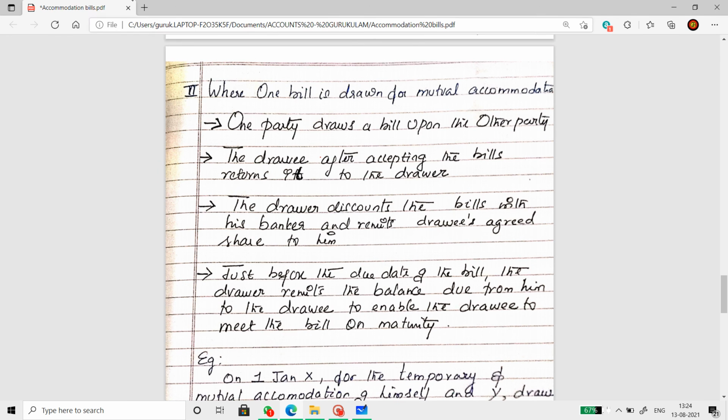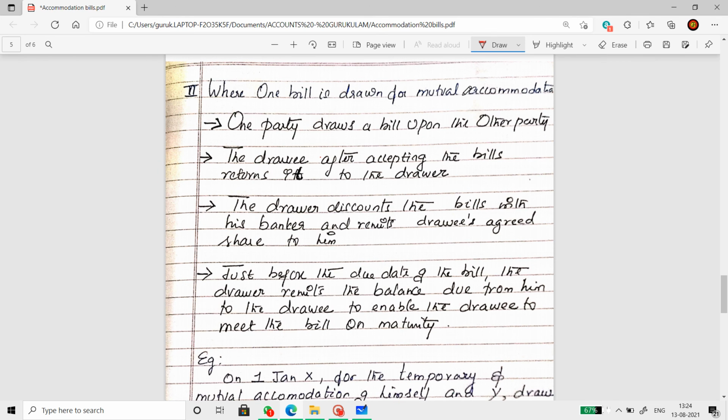Next case where one bill is drawn for mutual accommodation. One party draws a bill upon the other party. The drawee, after accepting the bill, returns it to the drawer. The drawer discounts the bill with the banker and remits the drawee's agreed share to him. So there is a mutual understanding between the drawer and drawee. See, if you discount the bill, we have to share the money equally or in any agreed ratio.